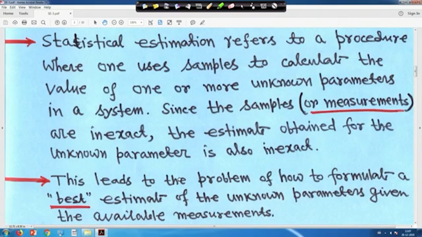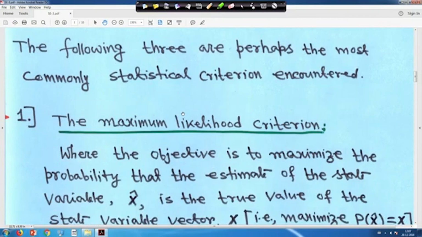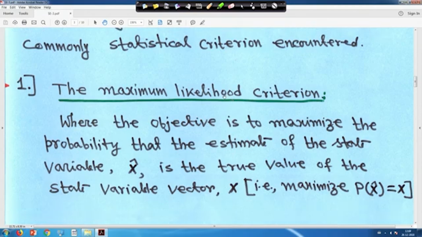This actually leads to the problem of how to formulate a best estimate of the unknown parameters given the available measurements. The following 3 are perhaps the most commonly encountered statistical criteria. Number 1 is the maximum likelihood criterion. Maximum likelihood means probability, where the objective is to maximize the probability that the estimate of the state variable, x cap, is the true value of the state variable vector x, that is maximize p of x cap equal to x. This is the maximum likelihood criterion.